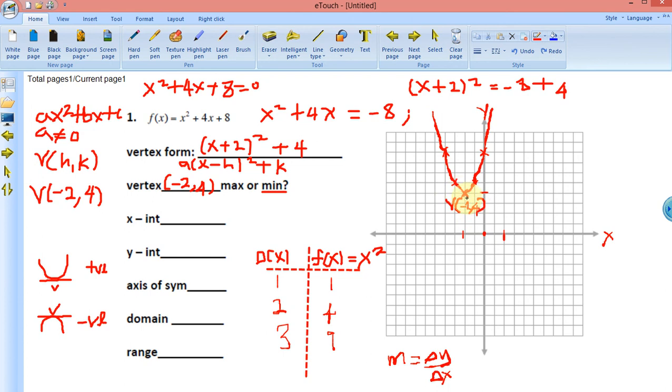Then when x is minus 3, based on the graph I have here, minus 3 gives me what? 5. 0, 1, 2, 3, 4, 5. If you look at this now, this is minus 3. This is 0, minus 1, minus 2, minus 3. Then 1, 2, 3, 4, 5. So that means minus 3 should give me 5. So let's confirm. If I put minus 3 here, minus 3 plus 2 is minus 1.